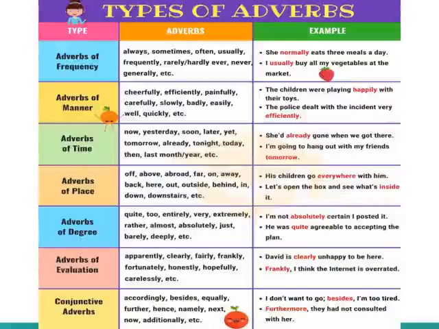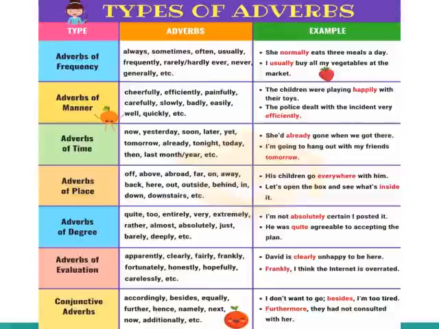Then adverbs of manner. When you say the police dealt with the incident very efficiently, or when you say I hit myself really badly, all these are adverbs of manner. Adverbs of time, like yesterday, soon, yet, tomorrow, already. She had already gone when we got there. So these are adverbs of time, which describe the time of something. And adverbs of place. His children go everywhere with him. So everywhere shows that the children are following him at all the places. So this is an adverb of place.